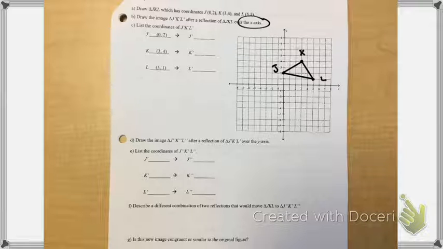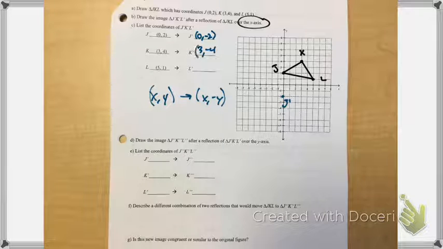Over the x-axis. So, over the x-axis, that's a change like this. See my hand? I like to do this. So what's changing, x or y? Y. So (x, y) is going to become (x, negative y). I like to do the rule and just get my points and then graph my points. So I get 0, negative 2 for J prime. I get 3, negative 4 for K prime. And I get 5, negative 1 for L prime.